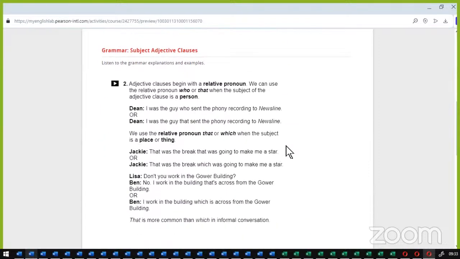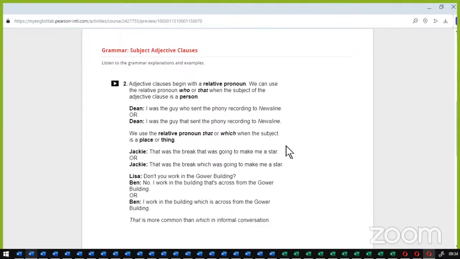Okay, continue, please. 2. Adjective clauses begin with a relative pronoun. We can use the relative pronoun who or that when the subject of the adjective clause is a person. Dean, I was the guy who sent the phony recording to Newsline. Or, I was the guy that sent the phony recording to Newsline.